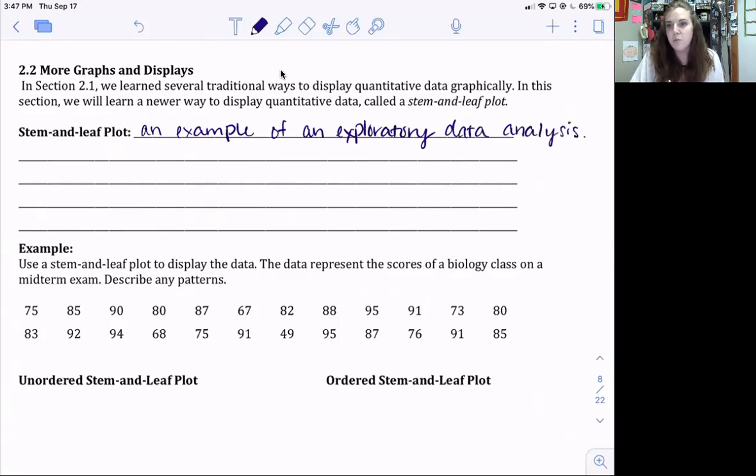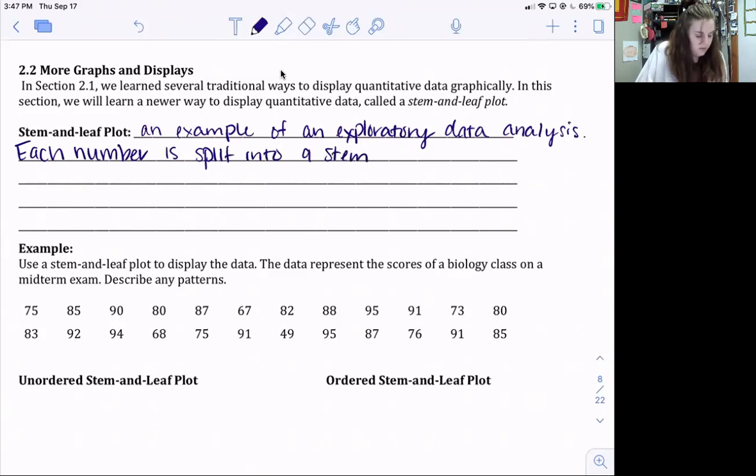Okay, we're in EDA, which is what your book uses. So each number is split into a stem, which is going to represent the leftmost digits, and a leaf, which is going to be the rightmost digits. And actually, I'm going to say rightmost digit.